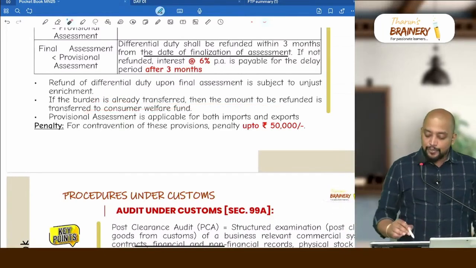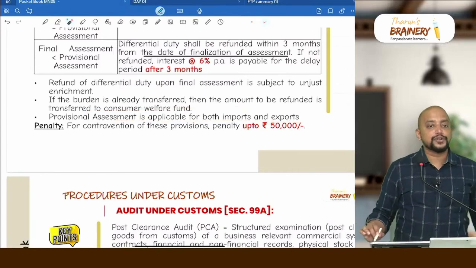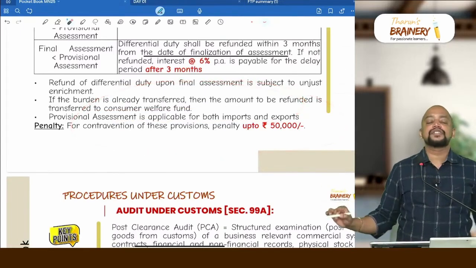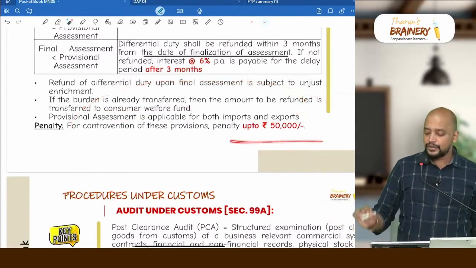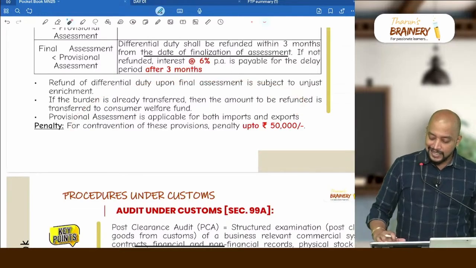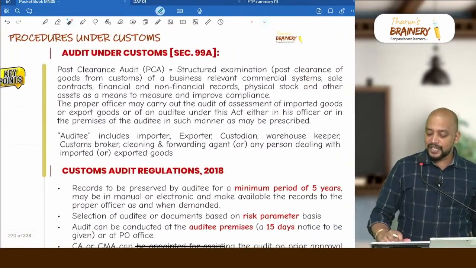If the burden is already transferred, then the amount to be refunded is transferred to the consumer welfare fund. And provisional assessment is applicable for both imports and exports, and for any contravention of these provisions, what is the penalty? Up to 50,000 rupees. This is about self-assessment and provisional assessment.